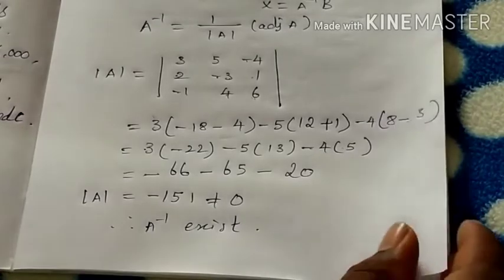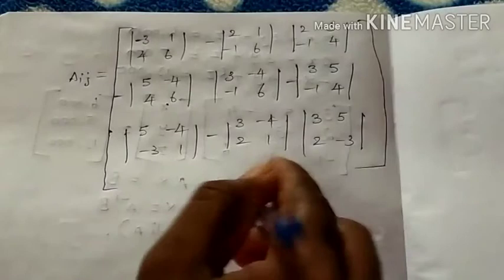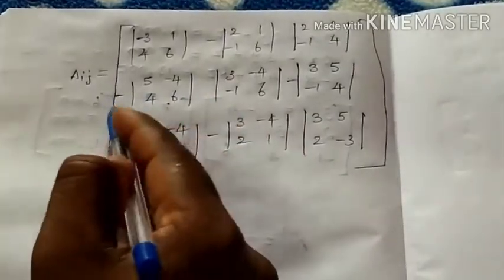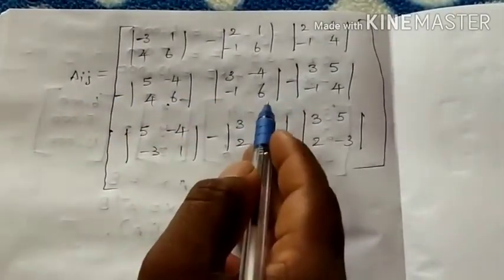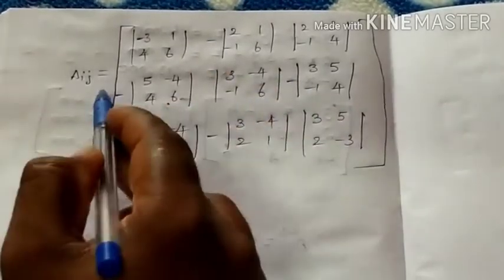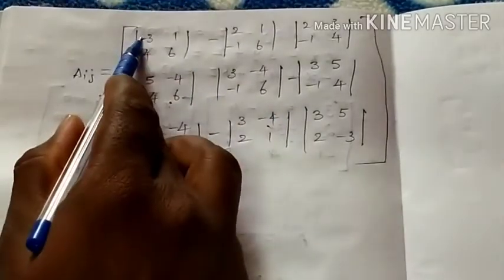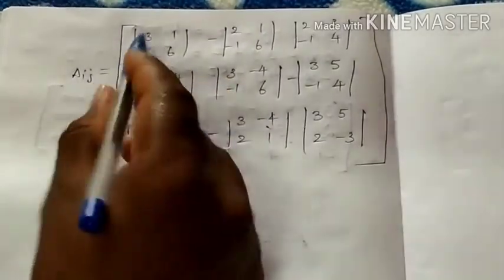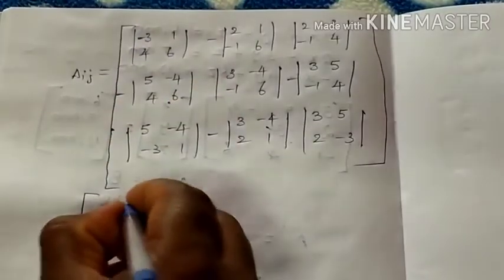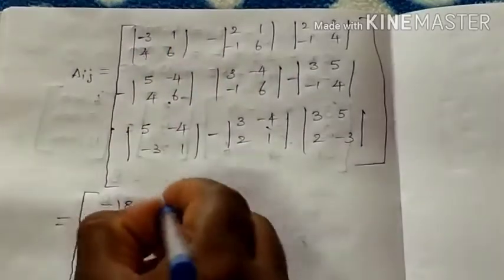Before the adjoint of A, first find the cofactor matrix Aij. Already known how to form the Aij matrix. Deleting the corresponding row and column, we get the determinant value of each Aij. This is already known, so I am taking it directly. I think there is no need to explain. Minus into plus, (-3 × 6 = -18) minus (plus, 4 × 1 = 4).